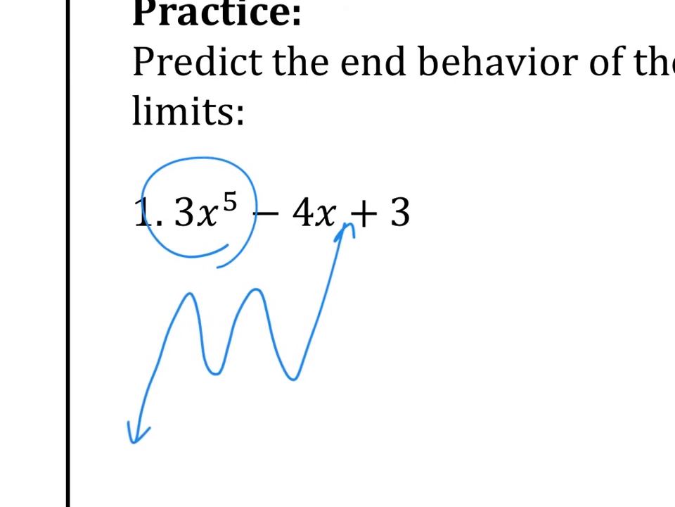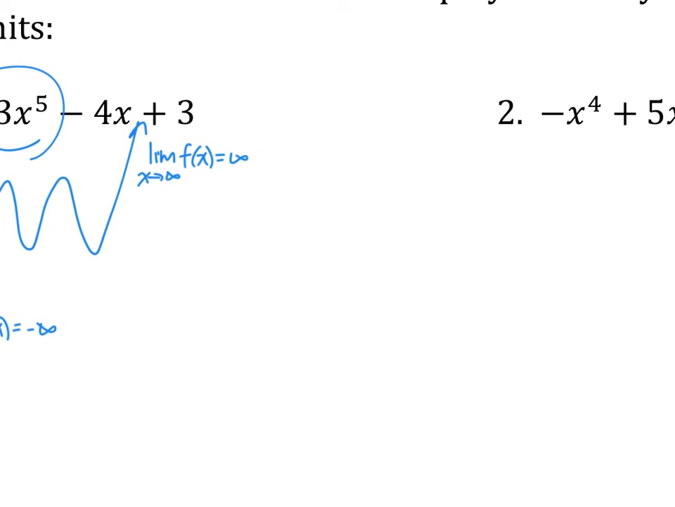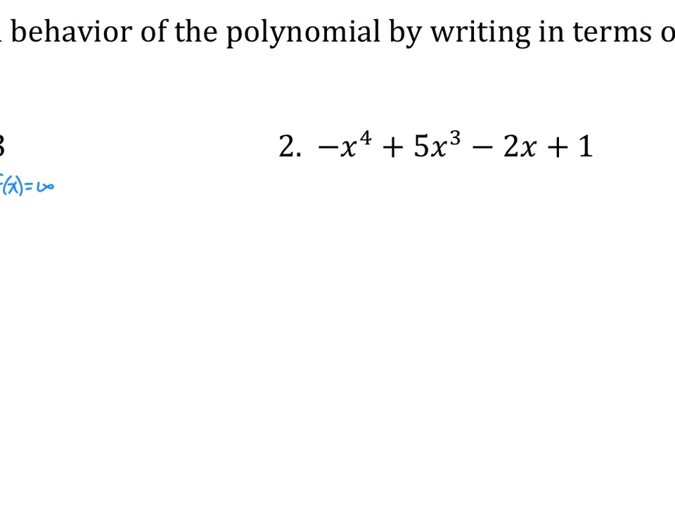Now let's write the end behavior using limits. So this side is limit as x goes to negative infinity, y goes to negative infinity, and then this side, limit as x goes to infinity, y goes to infinity. All right, let's go ahead and have you try this one, number 2. Figure out the highest term and then guess what the end behavior is going to look like using limits.